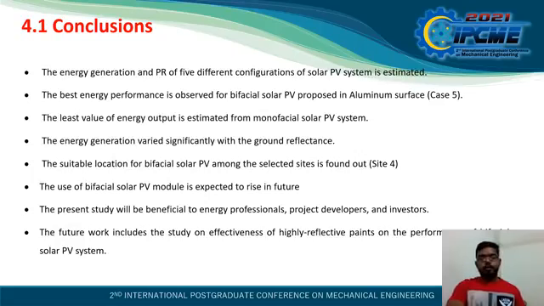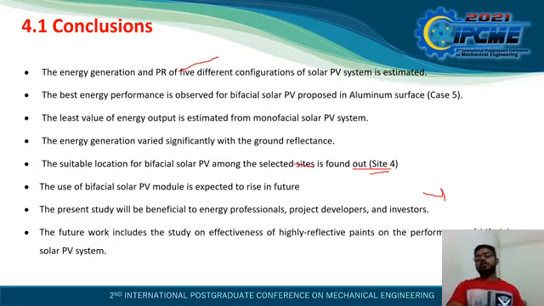And coming to the next point, the suitable location is found to be site 4, because that has the maximum energy generation due to bifacial solar PV and high value of ground reflectance. And the significance of the study is that the use of bifacial solar PV system is expected to increase in the coming years. So definitely this study will be beneficial to energy professionals, project developers and investors, because the quantity of studies on bifacial solar PV is less.